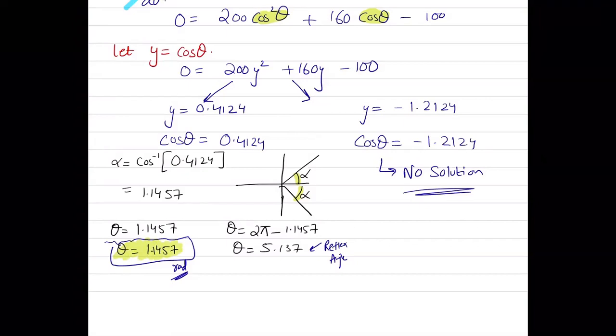Now, please remember that your syllabus says that you have to round the answer in radians to 3 significant figures. So that's going to be 1.15.